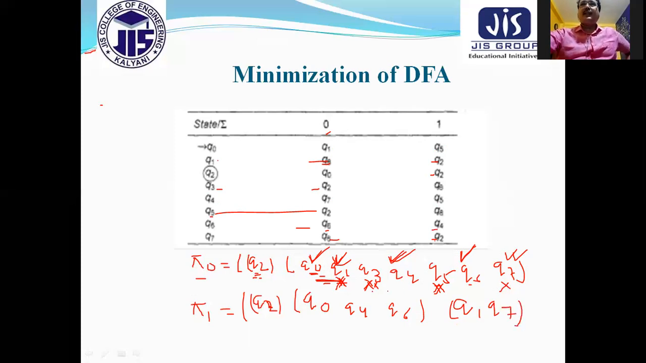Now what are the remaining things? Q3 and Q5. Check whether Q3, Q5 are equivalent or not. Q3 you can say Q2, here I can say Q2. So both belong to the same set. Q5 again is the value of Q6 there. So both are in the same set. So it is not getting any problem. So I can write Q3, Q7.